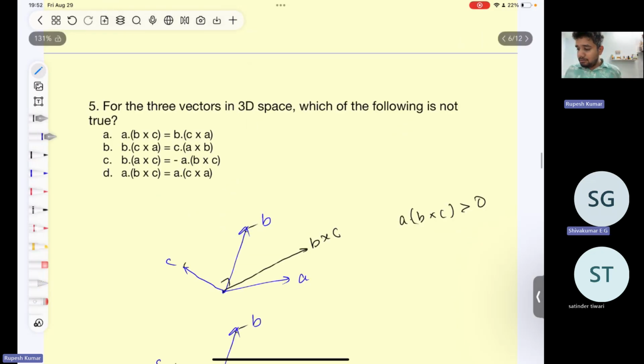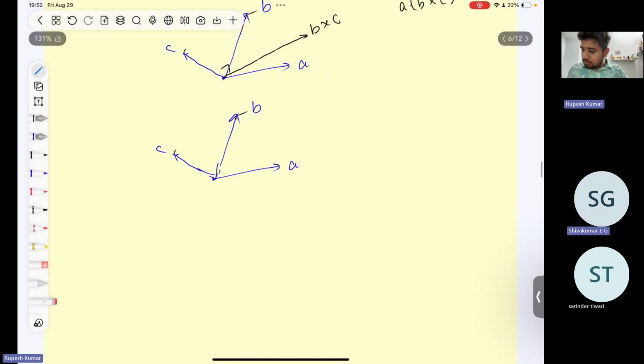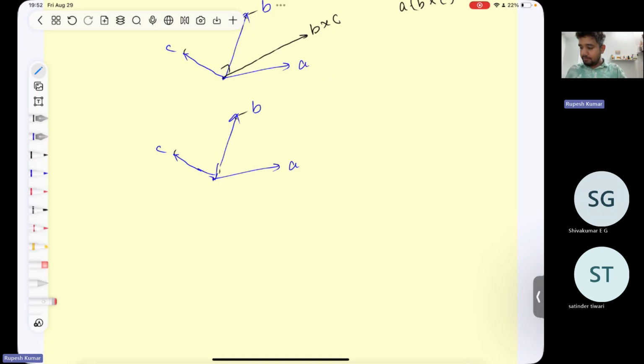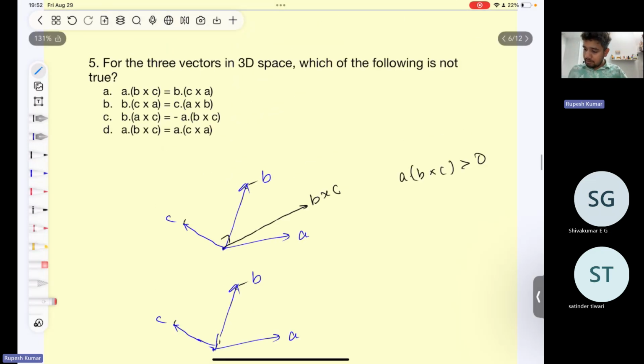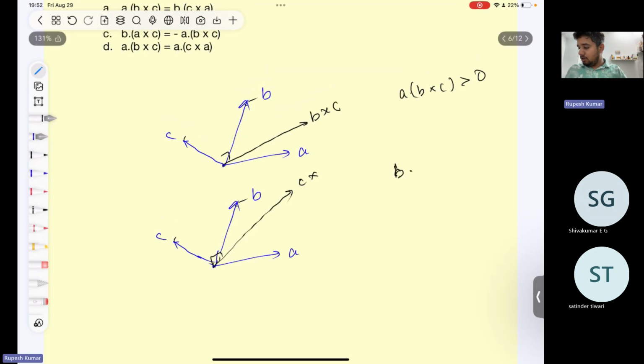The option says B dot C cross A, right? So what is C cross A? It's a vector perpendicular to the plane of C and A. The plane of CA looks like this. The perpendicular will be in this direction, going from C towards A, right hand thumb rule. So your vector has to lie in this direction. This is the C cross A vector. So B dot C cross A is some quantity which is positive, right?